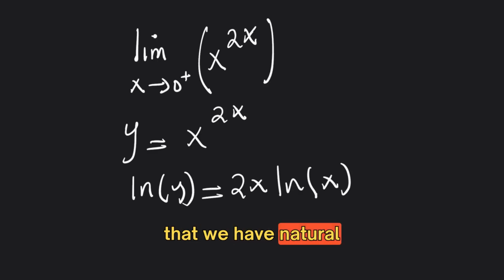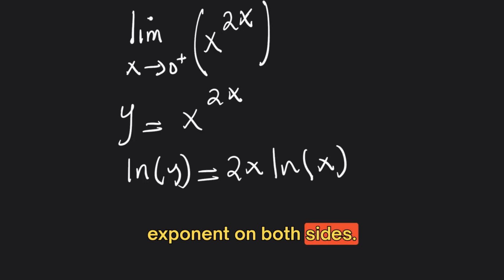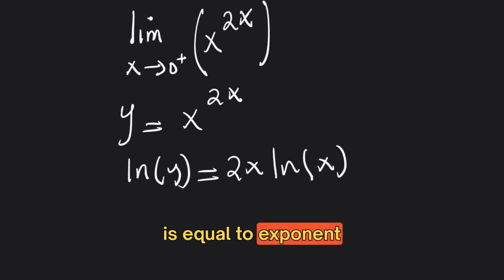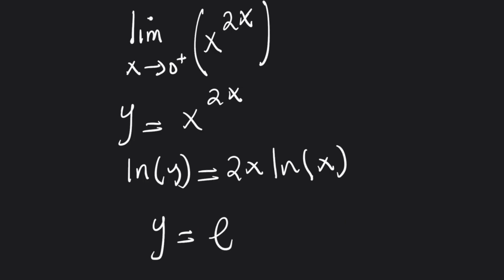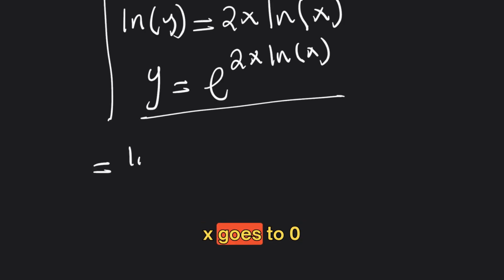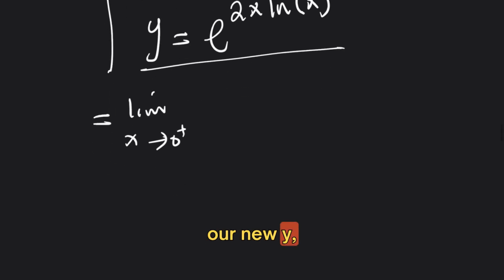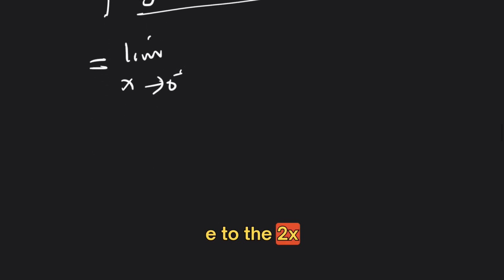Now that we have natural log of y equal to 2x natural log of x, we can apply the exponential on both sides. So y is equal to e to the 2x natural log of x, okay? Therefore our limit becomes, since we have a new expression for y, the limit as x goes to 0 from the right of our new y, which is e to the 2x natural log of x.